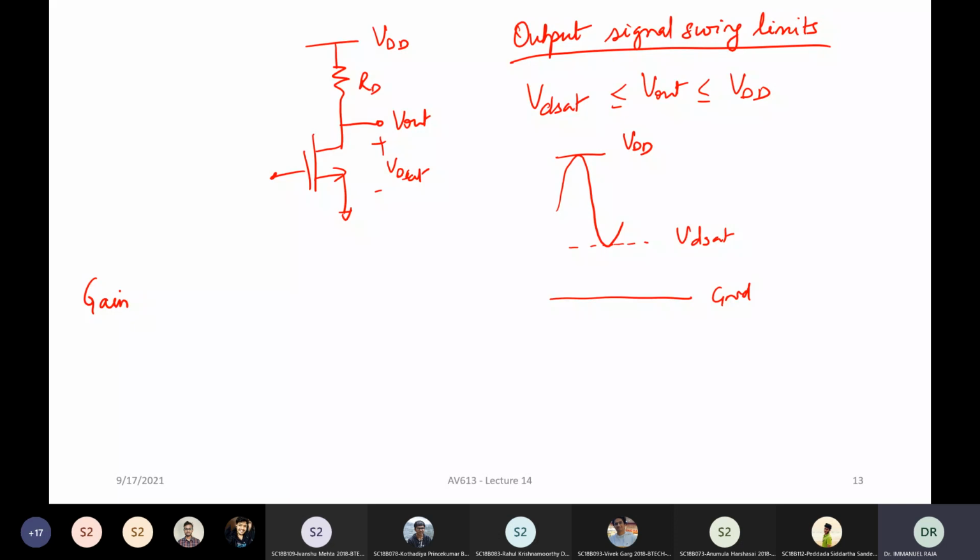Now, in terms of trade-offs, let us look at if you want to increase gain. Now, gain is a little tricky part, so maybe I will cover the trade-offs a little later when we look at current source load.